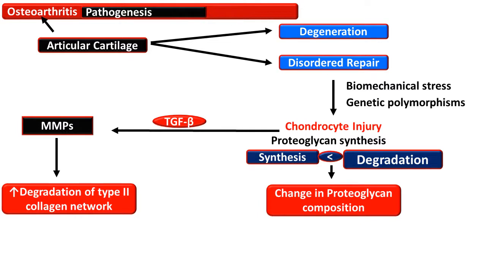Chondrocyte injury also leads to TGF-beta secretion, and through its secretion, the matrix metalloproteases are secreted. And through this TGF-beta mediated matrix metalloprotease secretion, there is increased degradation of the type 2 collagen network. There are other soluble mediators liberated, that are TNF, prostaglandins, and nitric oxide also.